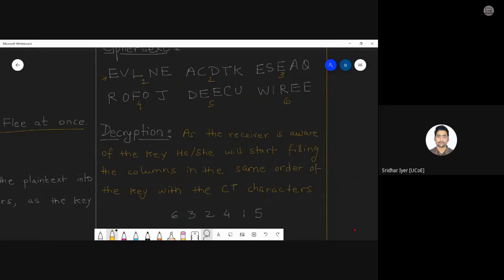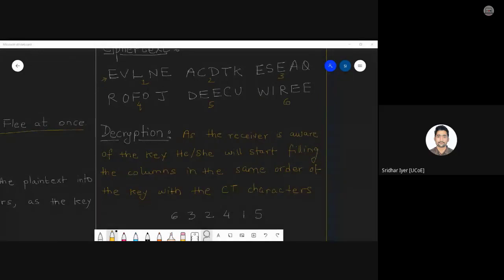But there is one catch over here. How will the receiver come to know how many characters must be present in the first column? Any idea? Now you only tell me. I know that it is having 5 characters, but how would the receiver know that this particular column over here will consist of 5 characters only and not 10? Correct, Jimit. Whatever is the length of that ciphertext, first calculate that and divide by the length of the key. Am I clear?